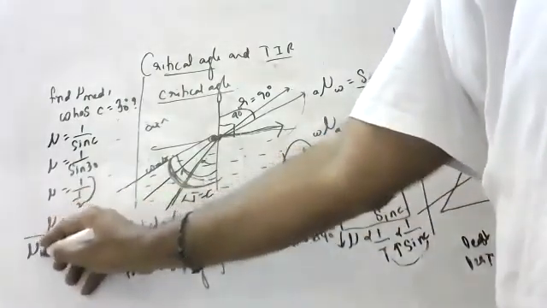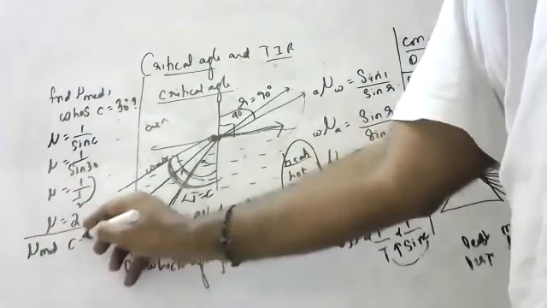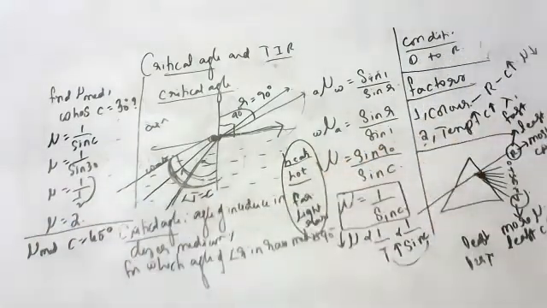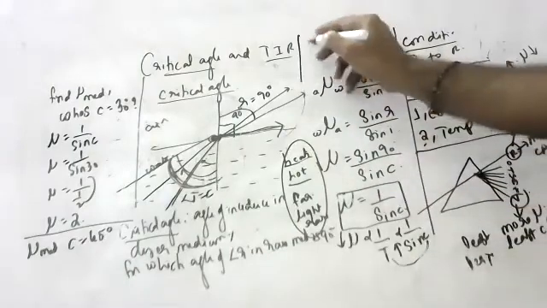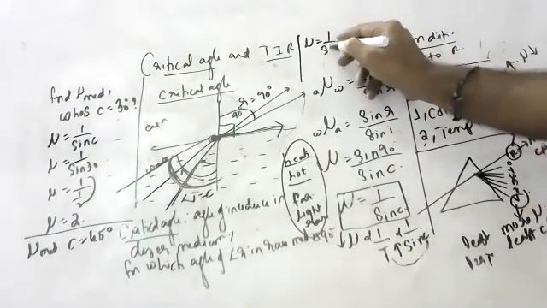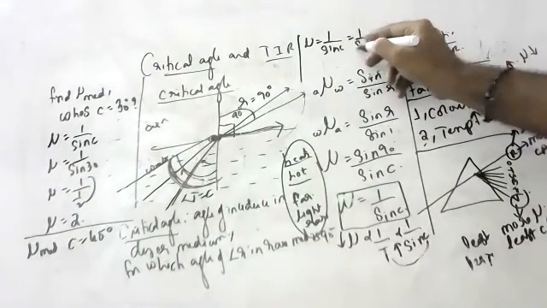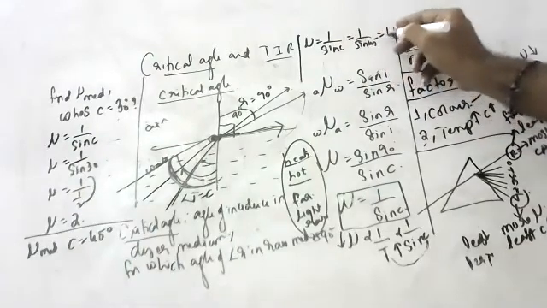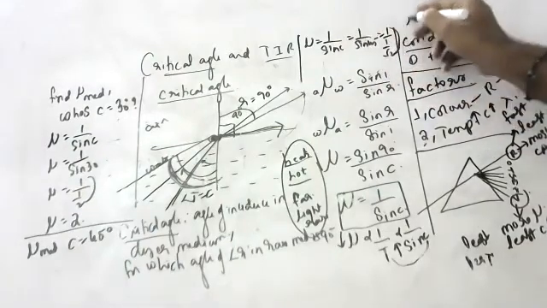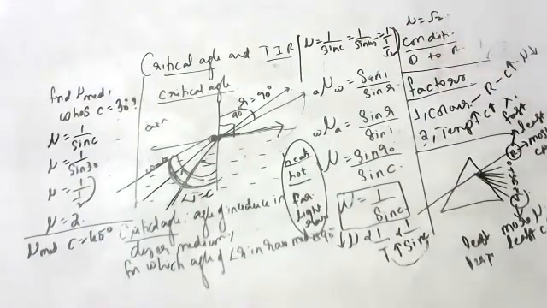Find the refractive index of a medium whose critical angle is 45 degrees. Okay, children, same question. So refractive index is equal to 1 by sine C, 1 by sine 45, 1 by root 2. So the answer is root 2. Refractive index is root 2.